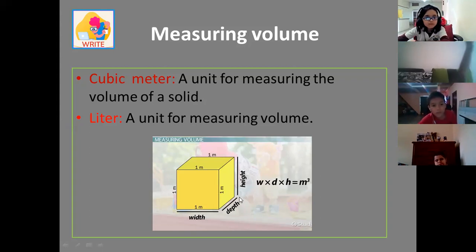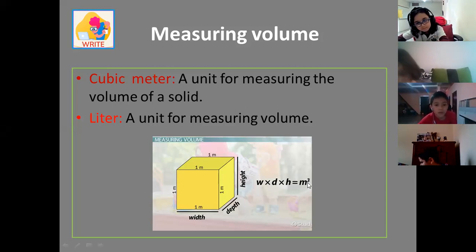So if I have 1 meter in here and 1 meter in here and 1 meter, it means 3 cubic meters. That is what it means, okay? And another way of measuring volume is a liter. It's a unit for measuring volume, okay?